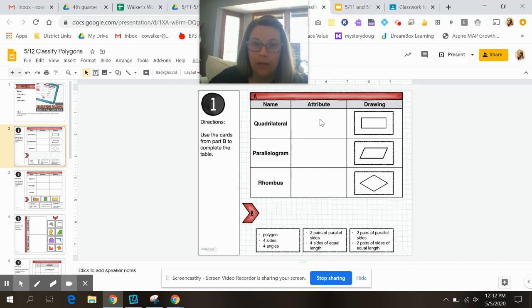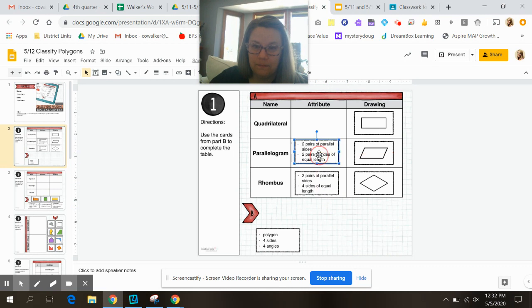Now we need to go through and fix these attributes and what those look like. So if it's a polygon, it has 4 sides and it has 4 angles. That could be all of them, right? But let's look at the others. This one says 2 pairs of parallel sides and 4 sides of equal length. So which of these have 4 sides of equal length? A rhombus. And then if you look here, you have 2 pairs of parallel sides and 2 pairs of sides of equal length. So what would that be? A parallelogram. And then a polygon with 4 sides and 4 angles is a quadrilateral. So that is something for you to remember.